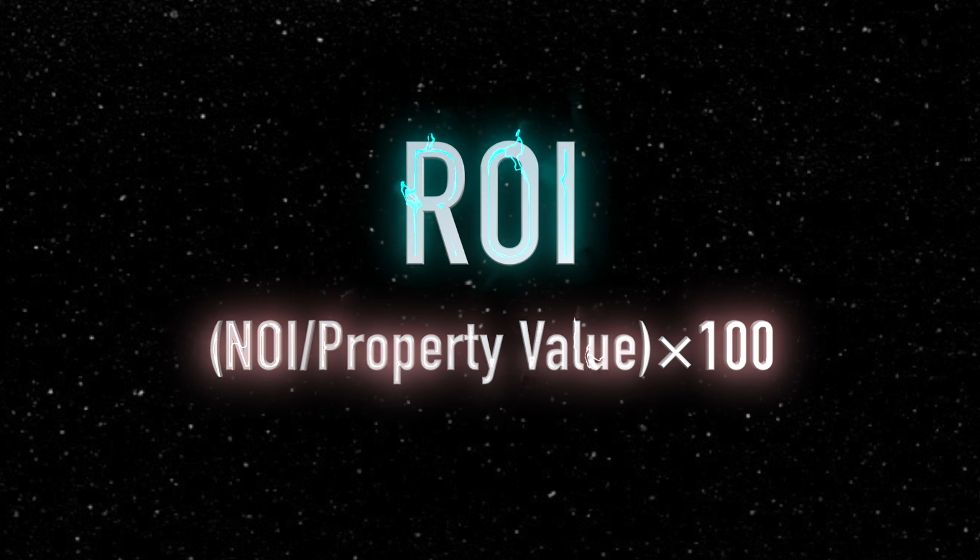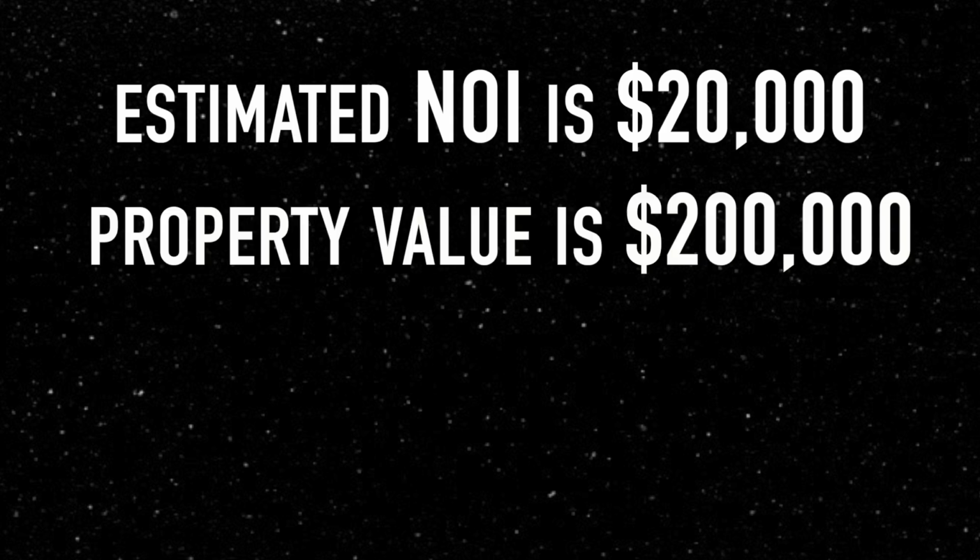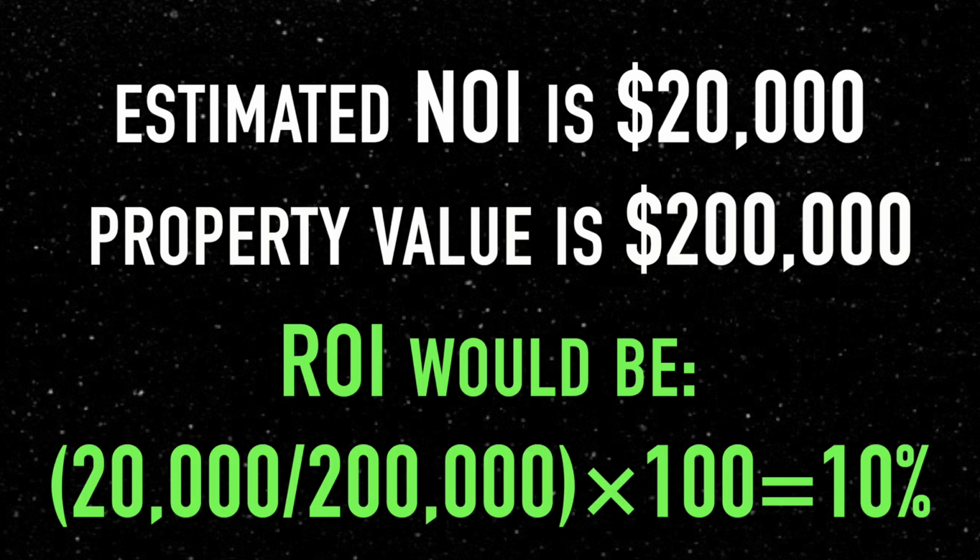For example, if your estimated NOI is $20,000 and your property value is $200,000, your ROI would be 10%. A 10% ROI is considered pretty good for the real estate market, indicating a strong investment at normal rates right now. However, it's essential to compare that ROI with other potential investments to ensure you're making the best decision. In markets like here in Hawaii or Dallas, where property values and rental rates can vary significantly, this calculation helps you identify the best opportunity.